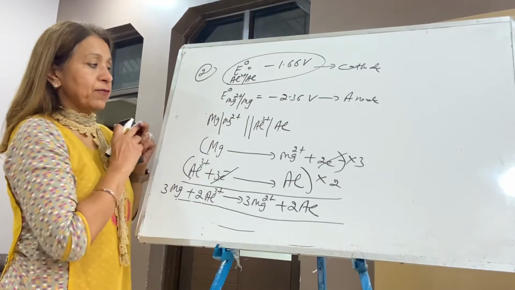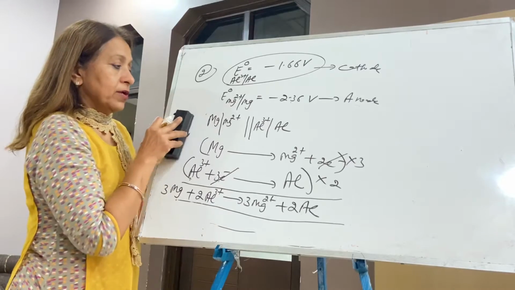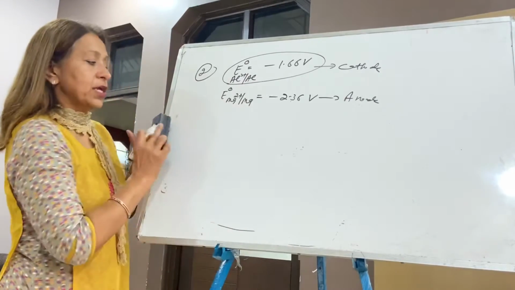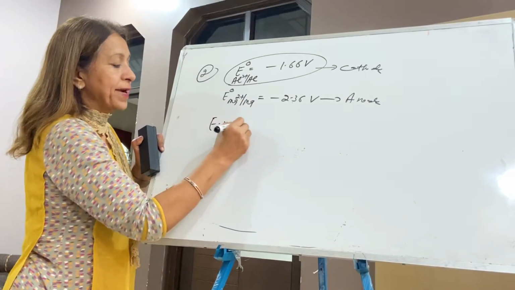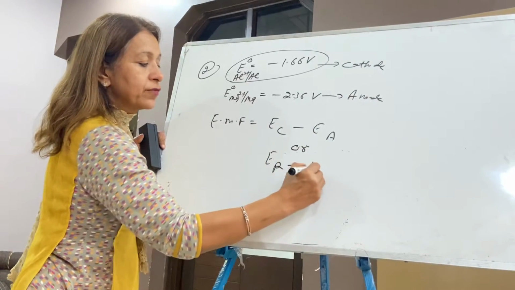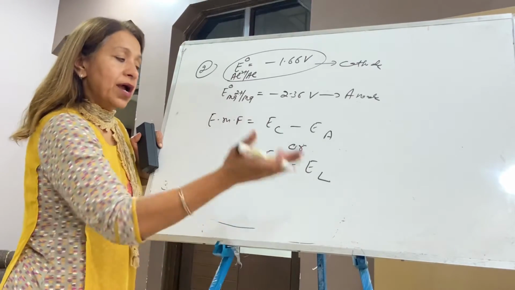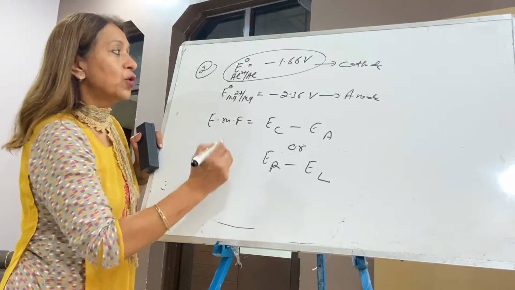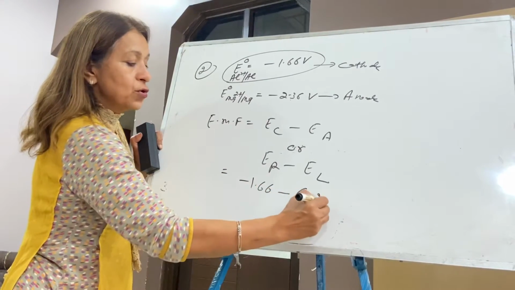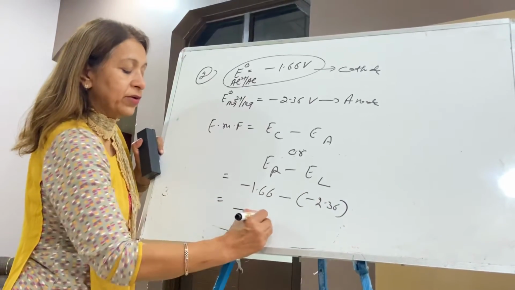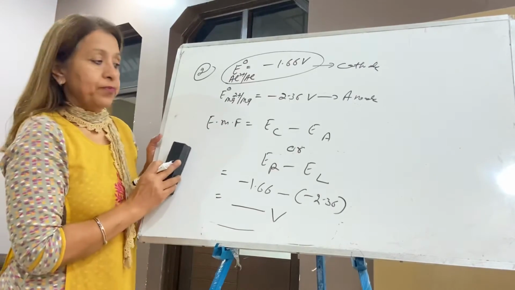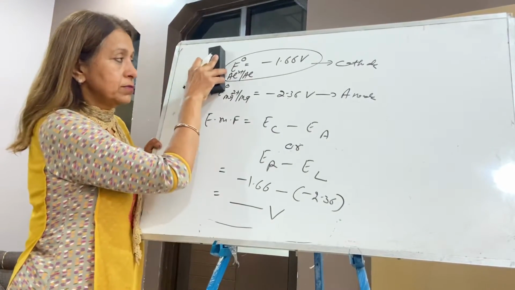Now calculate EMF. EMF is equal to E cathode minus E anode, or you may write right minus left, one more formula, because on the right side there is always the cathode and on the left side always the anode. So cathode it is minus 1.66 minus minus 2.36. Whatever answer comes, write it here, and the unit must be in bold. This is the second numerical.